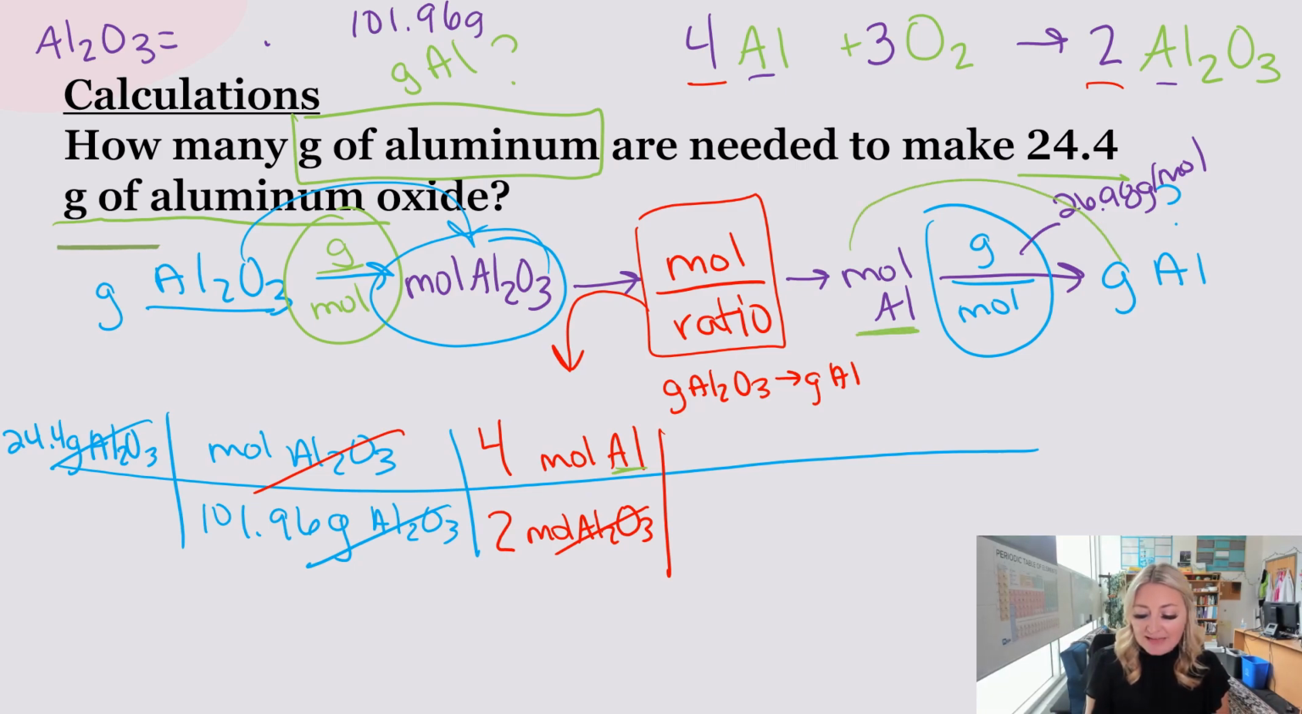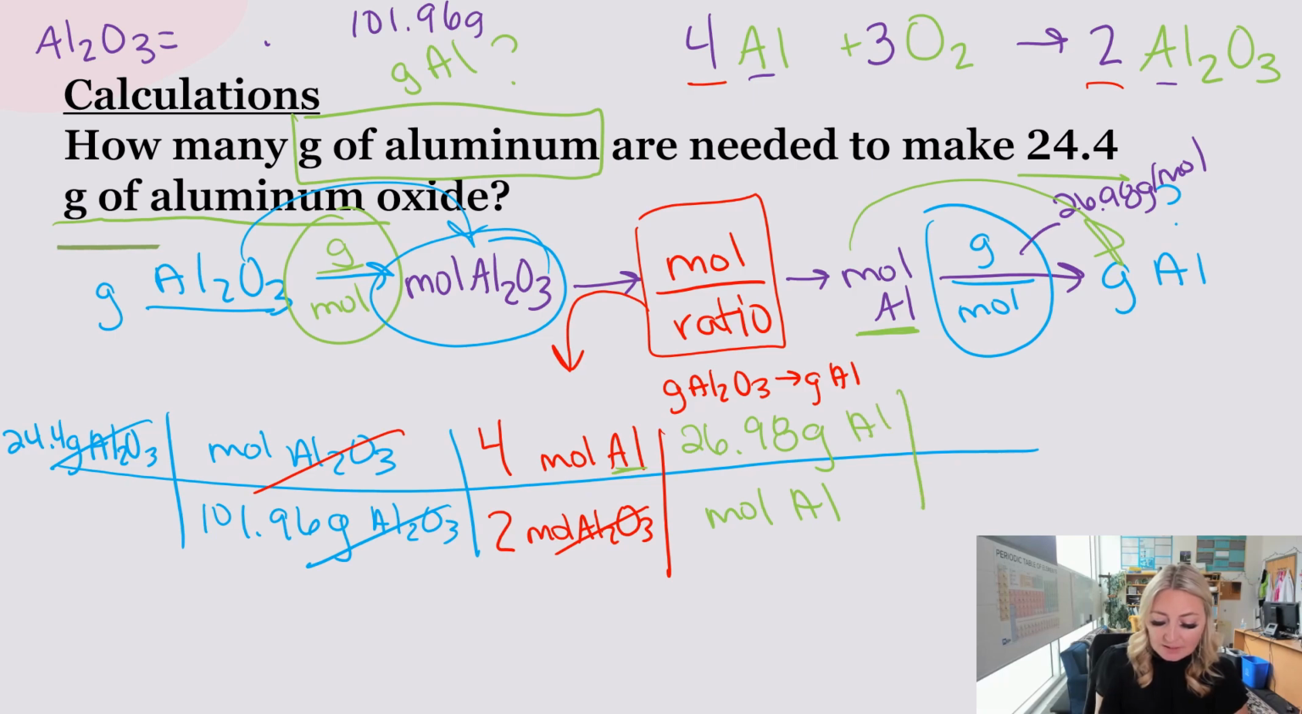We are here. The last step is to go to grams, and we're going to use our molar mass. So moles of aluminum and 26.98 grams per mole of aluminum. Okay, moles of aluminum will cancel, leaving me with grams. Oops, I guess that's done. I can remove that line. I will be left with grams of aluminum.